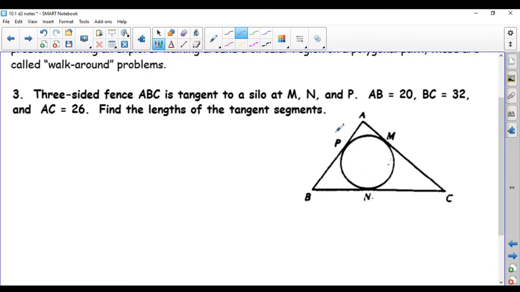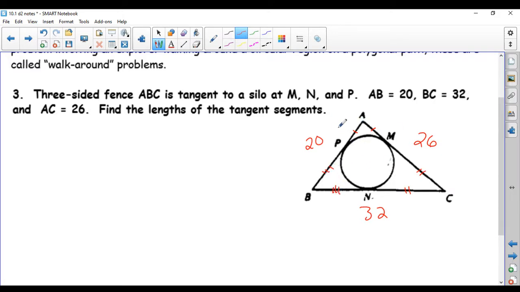So here we have this fence where we're given that A to B is 20, B to C is 32, and A to C is 26. So we know all three side lengths for this triangle. We want to find the lengths of the tangent segments. In order to do this, we're going to use the property from the other day, which said that when you have two tangent segments drawn from a point outside of a circle, they're congruent. So AP and AM are congruent, MC and NC are congruent, and PB and BN are congruent.